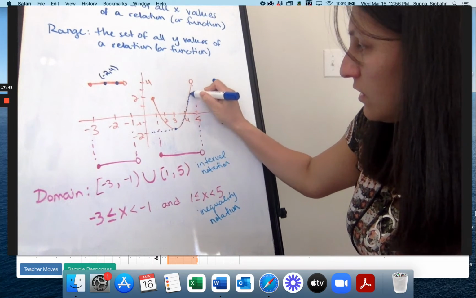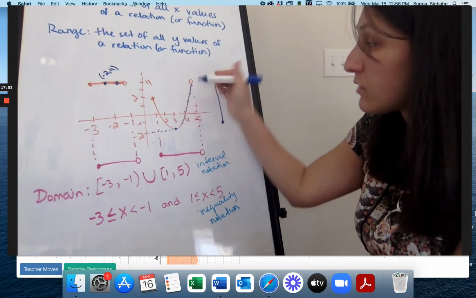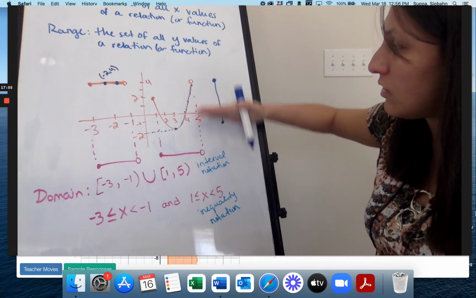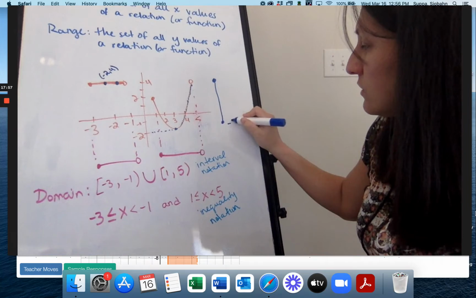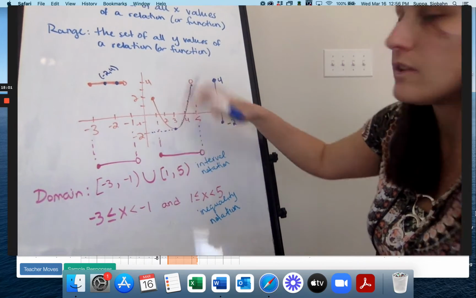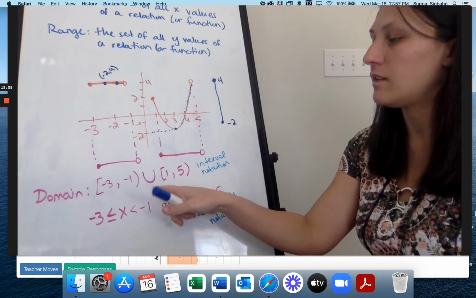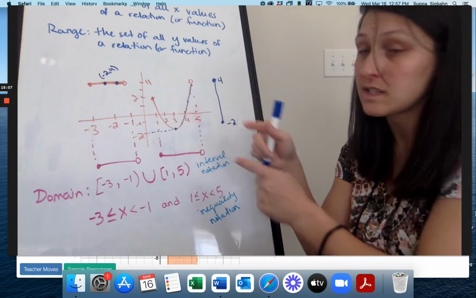So all of them, I can't sit there and fill them all in, but every single one of them. That's why the range is all of these numbers between -2 up to +4. So there is no jump in the range, actually. So even though there's a jump in the graph, that only affects the domain in this particular example.